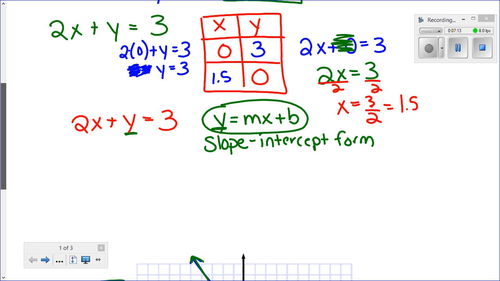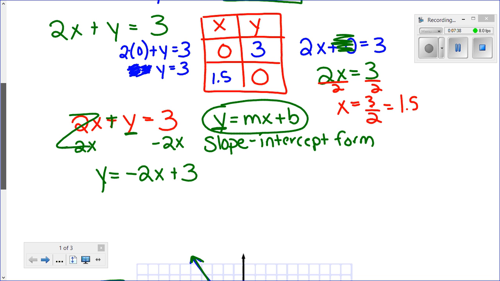So in order to get y by itself, it is being increased by 2x. So we need to do the inverse operation, and we need to subtract by 2x. And if we do that to one side, we must do it to the other so that they are balanced, okay? 2x minus 2x is 0. y is going to be equal to negative 2x plus 3.